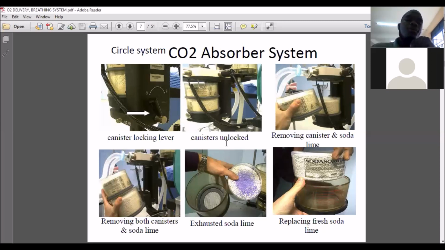If you let the absorber rest, the indicator will disappear and the absorber will look white again. So someone may ask, can I put it back? If you put it back, it is no longer absorbing carbon dioxide. You just have to replace it. You don't have to put it back if you see it has turned back to white.